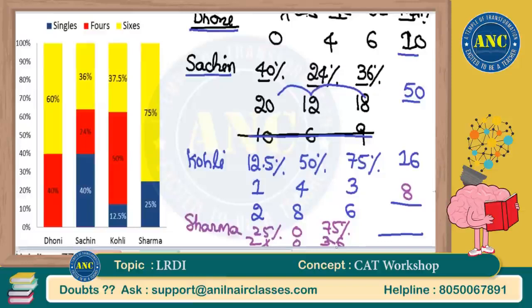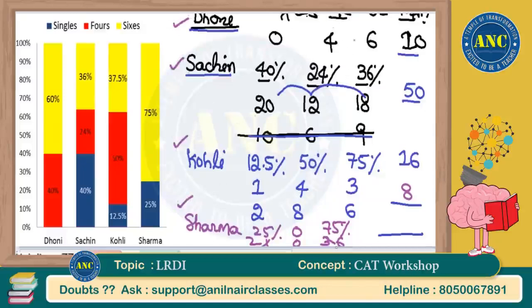Sharma's minimum score is 8. I hope it is clear. Dhoni's minimum score is 10. Sachin's minimum score is 50. Kohli's minimum score is 16. Sharma's minimum score is 8.